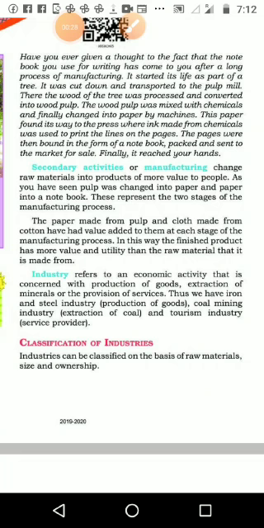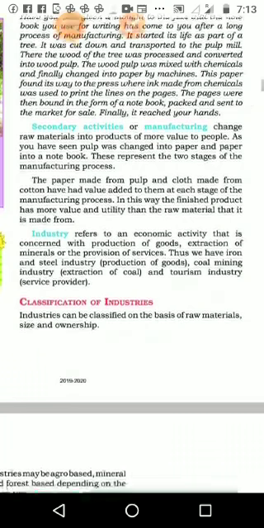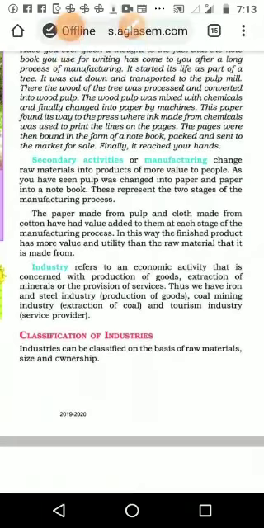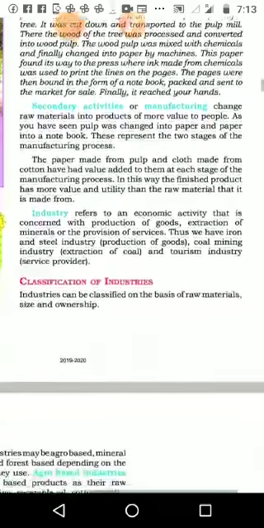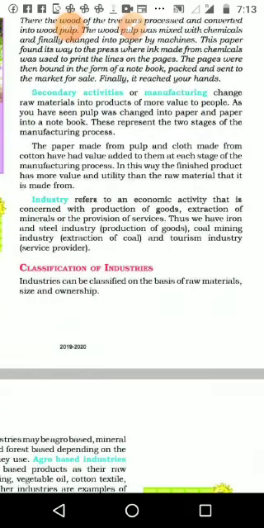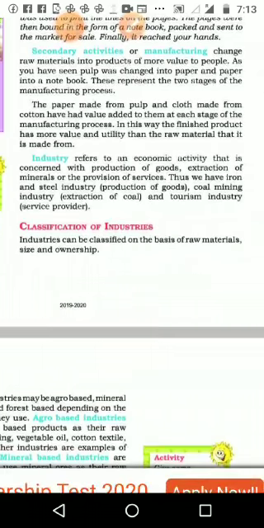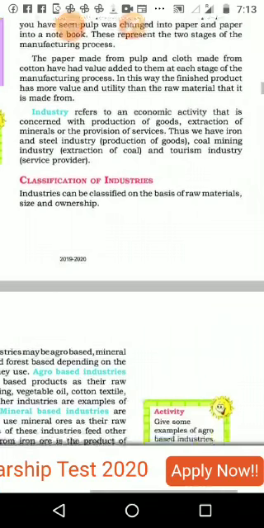As you have seen, pulp was changed into paper and paper into notebook. This represents the two stages of the manufacturing process. So we can understand that in an industry itself, there may be three or four or more stages of manufacturing. Here, in the paper, we have said two processes. One is from tree to pulp, from pulp to paper. That is the first process. Then from paper to notebook, that is the second process.